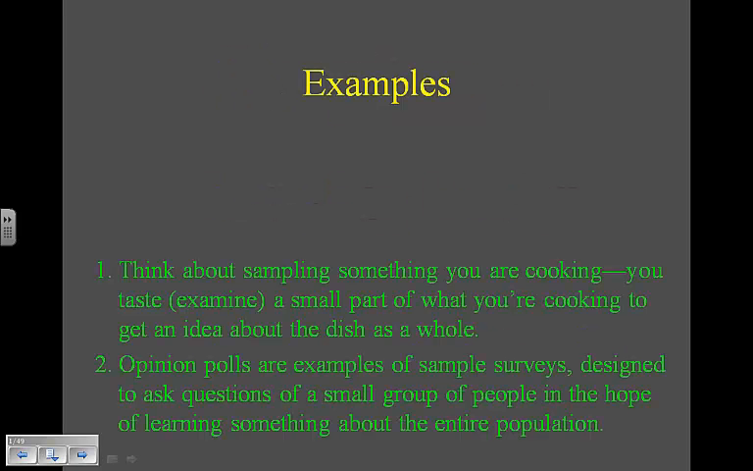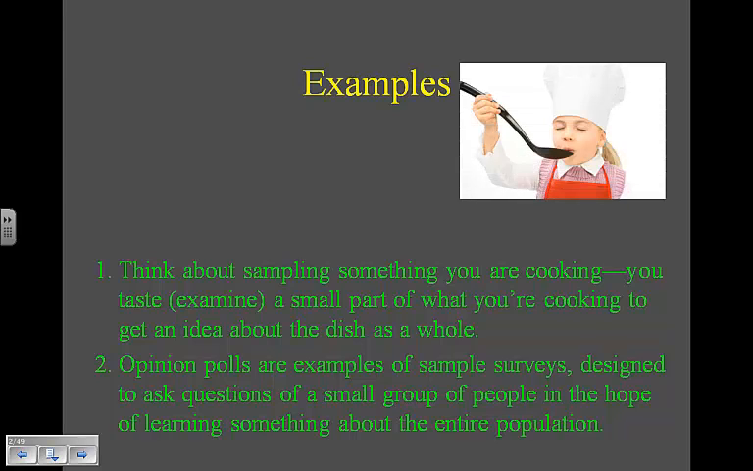Sampling design. Think about sampling something you're cooking. I love to cook. My son loves to cook with me, so we do a lot of the cooking in our house. So think about sampling something you're cooking. You taste or you examine a small part of what you're cooking to get an idea about the dish as a whole. That's pretty much an example of sampling.